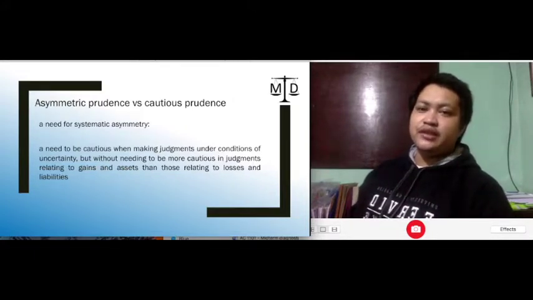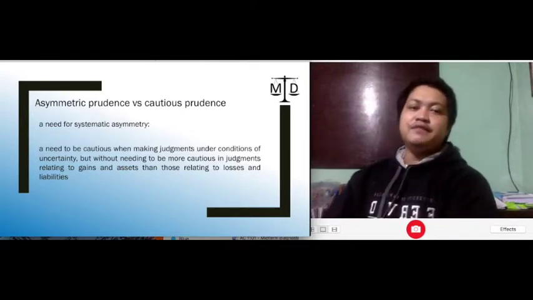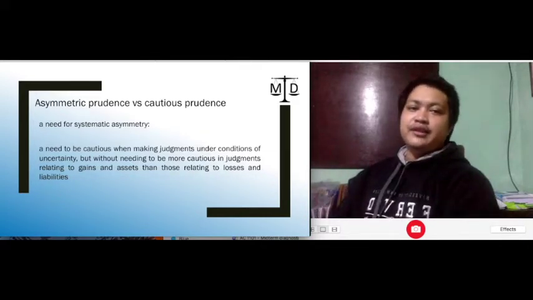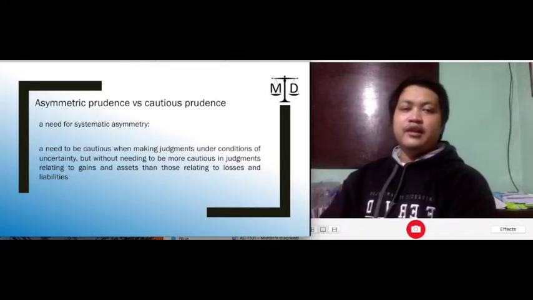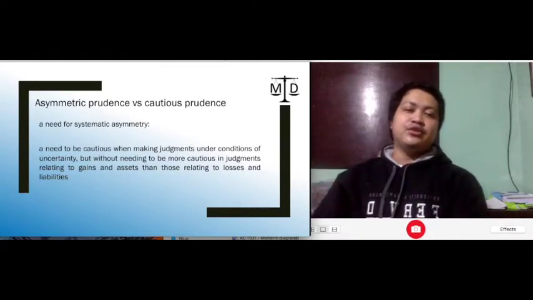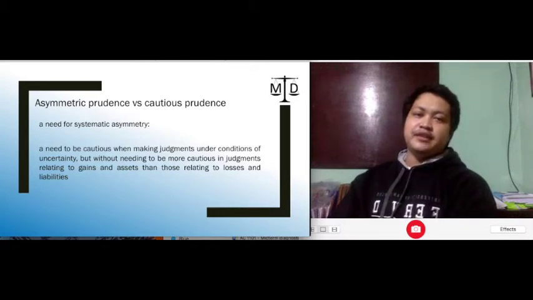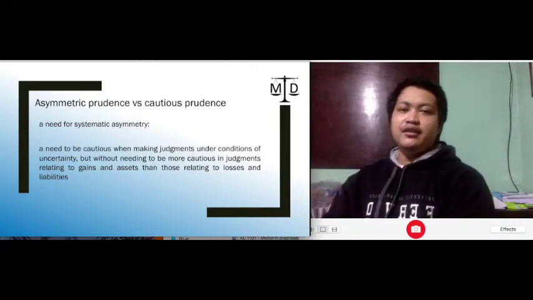The idea of prudence under asymmetric prudence is that you choose the option that is least favorable to the reporting entity. If you are choosing between two amounts, you choose the amount that is unlikely to result in an overstatement of asset or income, regardless of whether it also increases your chance of overstating your liabilities or expenses. Because at least in such case, the effect would not be favorable to the reporting entity.